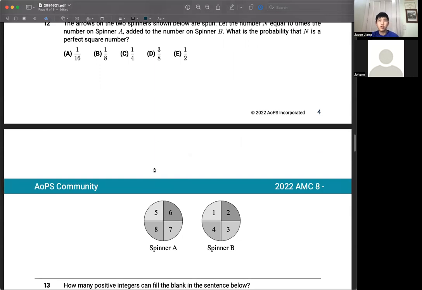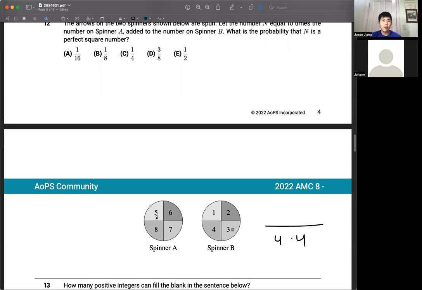So here are our 2 spinners. We have 4 possibilities for the first and 4 for the second. So our total number of possibilities is going to be 4 times 4. And obviously this only works since each spinner is equally divided here. Now we need to know which of the possible outcomes results in a square number.